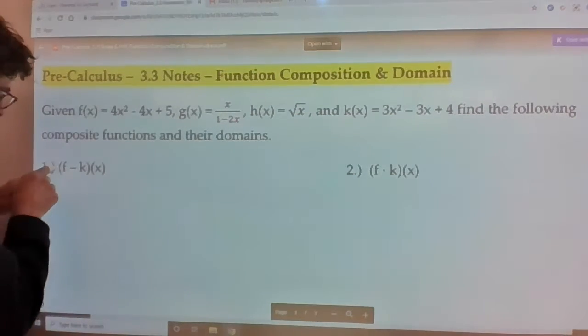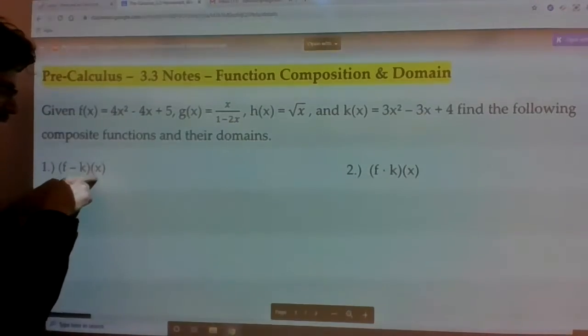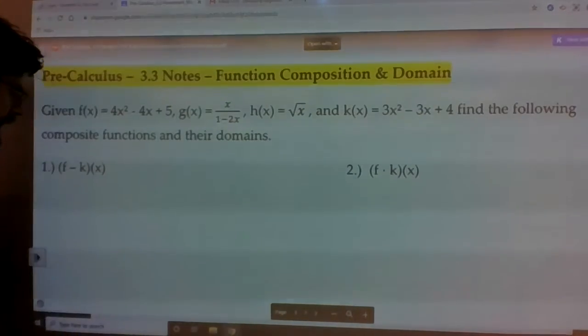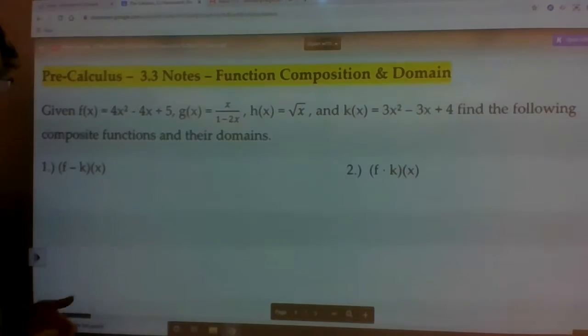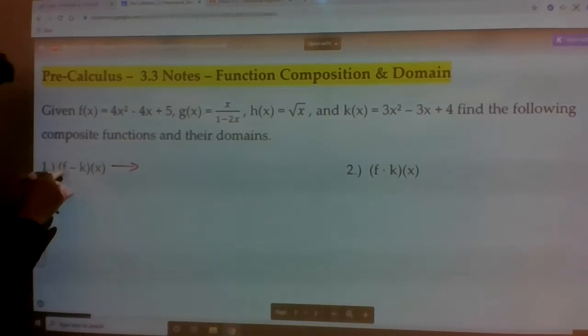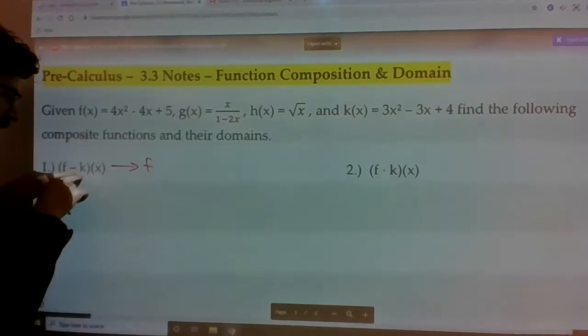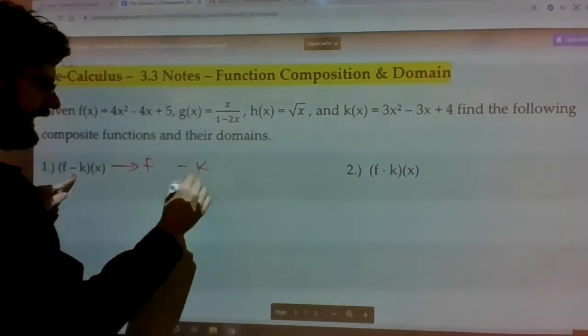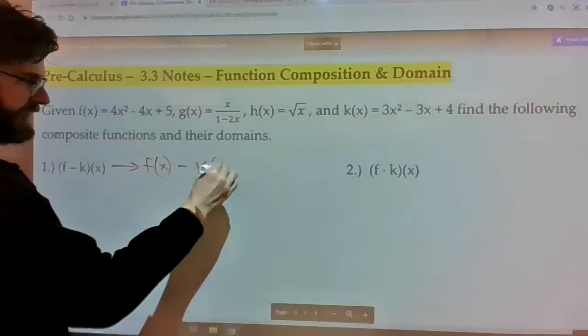So first of all, parentheses, f minus k, parentheses, x, parentheses closed. What does this mean? Well, it's not too complex, actually. This is just stating I'm taking the function f, subtracting the function k, and both of those functions are in terms of x. So this is f of x minus k of x.